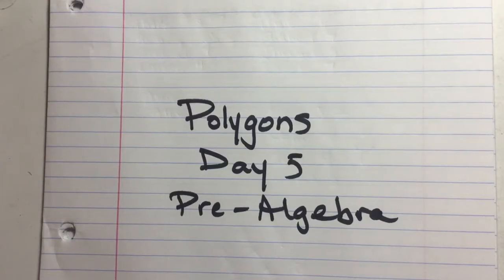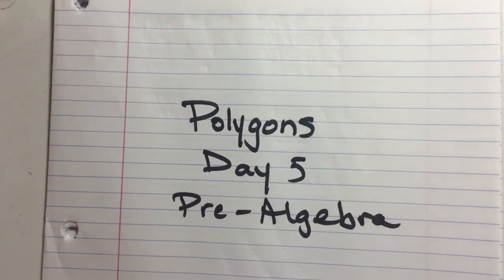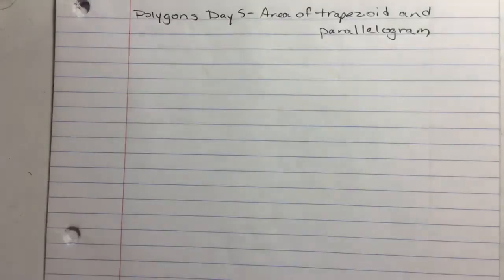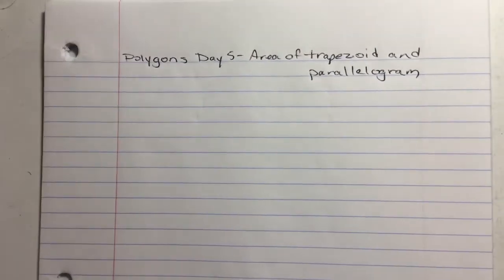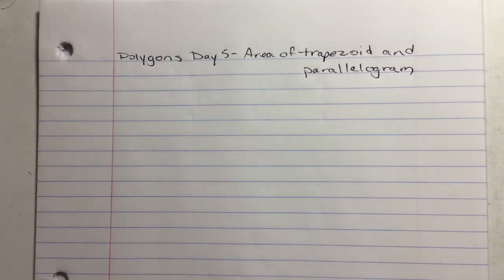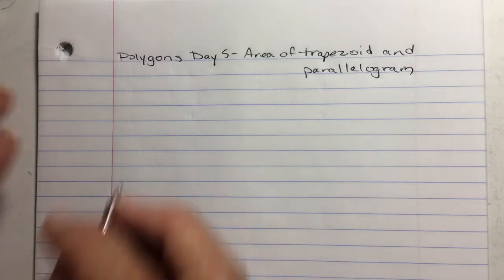Okay, so today we're going to tackle the area of a trapezoid and of a parallelogram. Let's go ahead and take some notes. Title your paper, Polygons Day 5, Area of Trapezoid and Parallelogram. The parallelogram should be reviewed from 5th and 6th grade, but the trapezoid might be a little bit new. Let's start with that one.